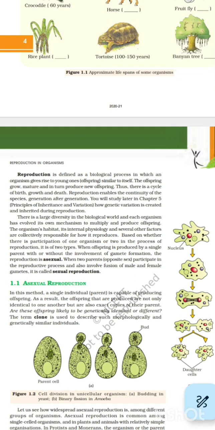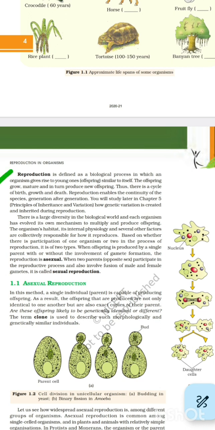Now what is reproduction? Reproduction is defined as a biological process in which organisms give rise to young ones similar to themselves. In this process an organism produces another organism or offspring like them. The offspring grow, mature, and in turn produce new offspring. Thus there is a cycle of birth, growth and death. Reproduction enables the continuity of species generation after generation. You will study later in chapter 5, which is Principles of Inheritance and Variation, how genetic variation is created and inherited during reproduction.